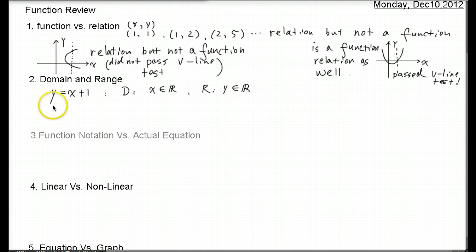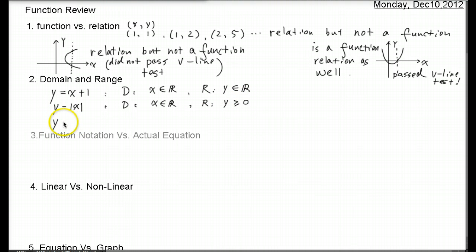Then we can look at the other one. For example, y equals the absolute value of x. It's a function. If you look at the domain, again, x can be any real number. And y for the range. Why? Because for any given x, after the absolute value sign, it can only be positive or 0. So for y we can write y is greater than or equal to 0.